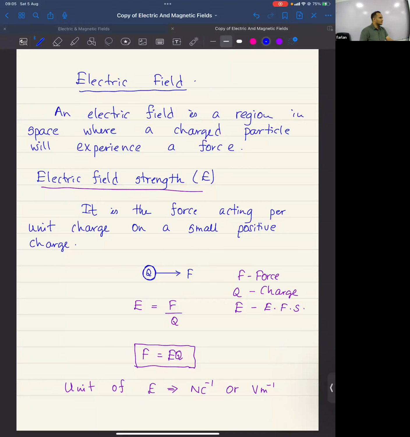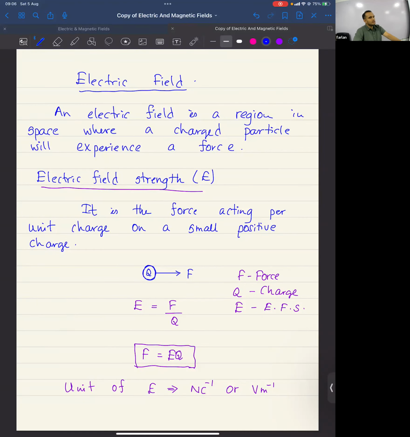Then we spoke about what is an electric field strength. Electric field strength is denoted by E. Do you remember what is gravitational field strength? The force acting per unit mass in a gravitational field. So electric field strength is the force acting per unit positive charge in an electric field. If you leave a 1 coulomb charge, the force that charge will be experiencing is what you call the electric field strength. Correct?